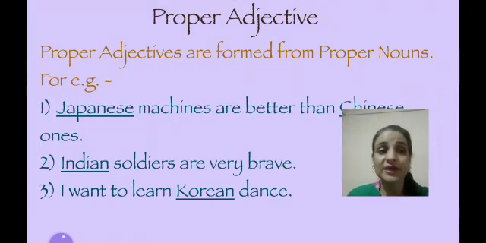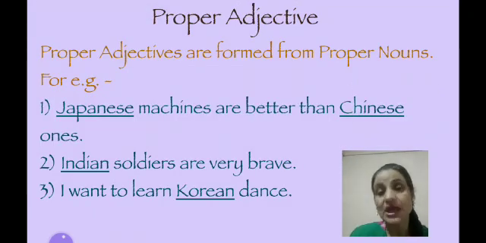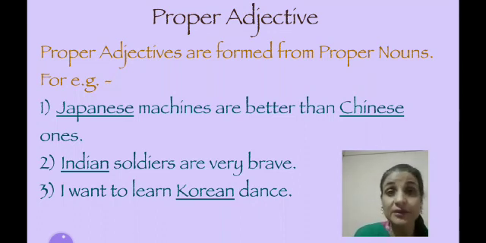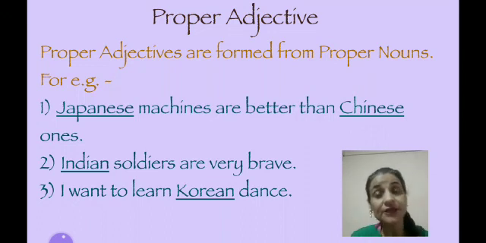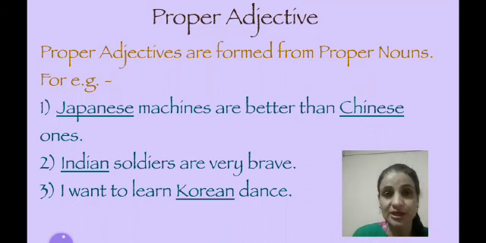Next is very easy, proper adjectives. Proper adjectives are formed from proper nouns, like Japanese, American, Indian, Chinese, French. So they are the proper adjectives. For example, Japanese machines are better than Chinese ones. Japanese machines, if we talk in expanded form, are machines which are made in Japan. So in adjective form we will say Japanese machine.